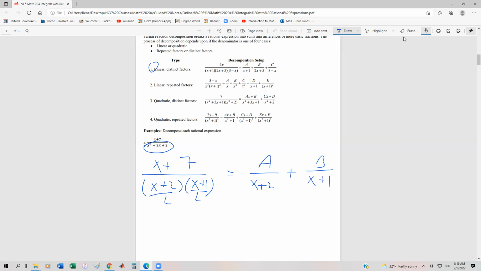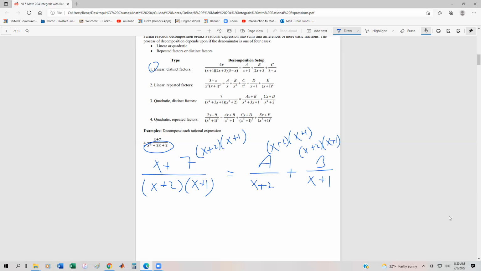Now here comes the algebra part of this. We need to solve for a and b. To do so, I'm going to clear out the fractions by multiplying both sides by x plus 2, x plus 1. So I'm going to multiply this fraction by x plus 2, x plus 1, and then I'm going to multiply b by x plus 2, x plus 1.